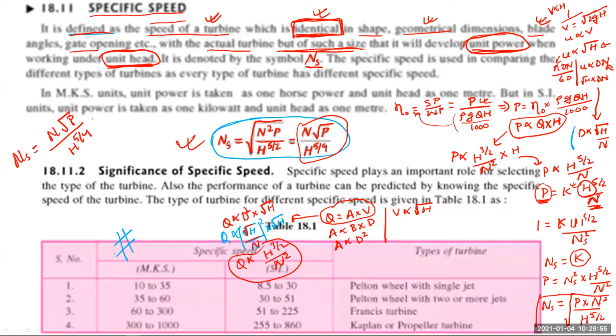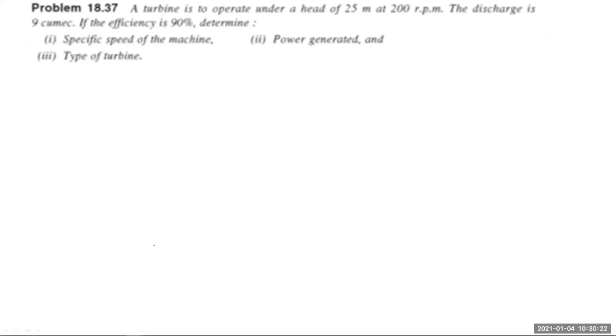Now, the significance of the specific speed is that it plays an important role in selecting which type of turbine is to be selected. Based on this specific speed, ranges are given, MKS system and SI system values are given. Based on that specific speed, the different types of turbines are selected. Now, we will solve one numerical. It will clarify things further.